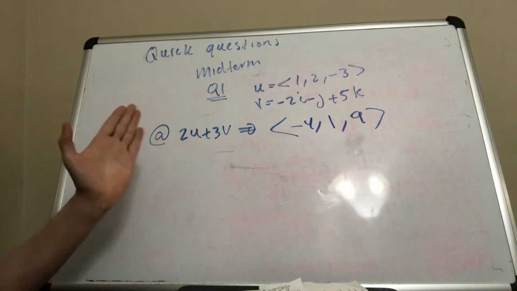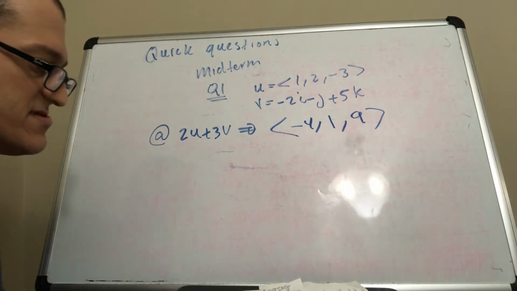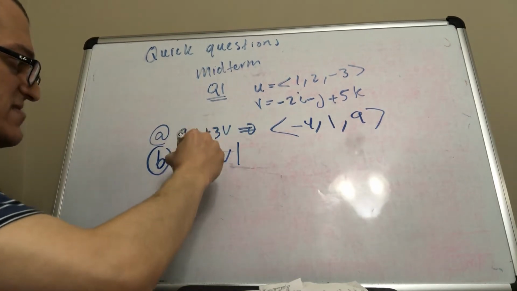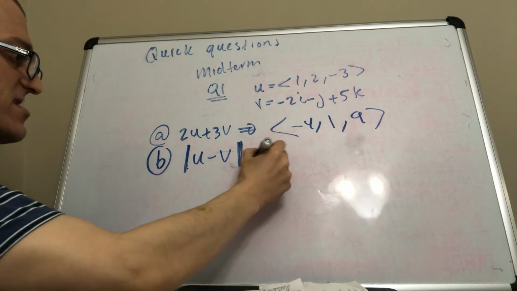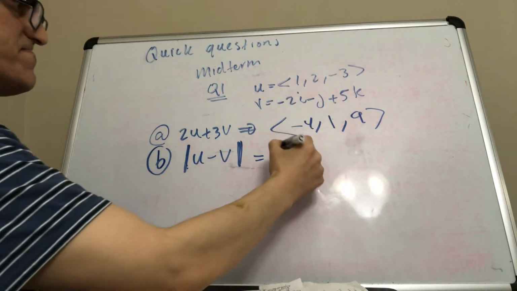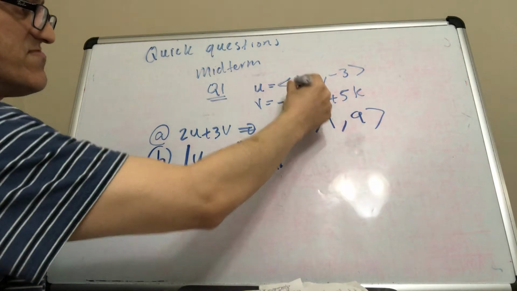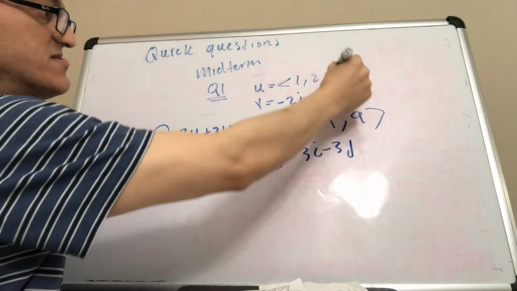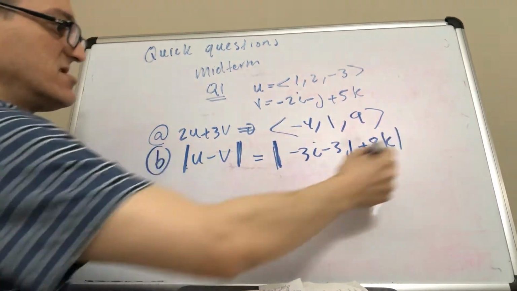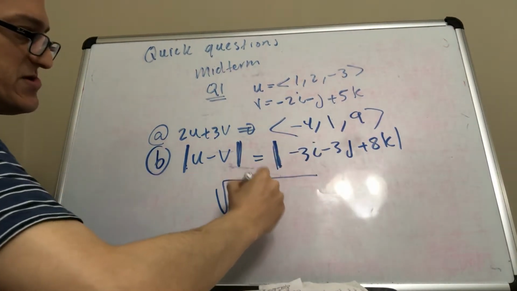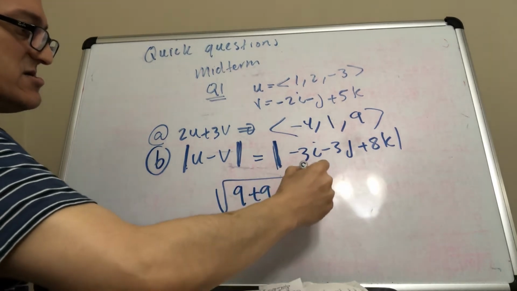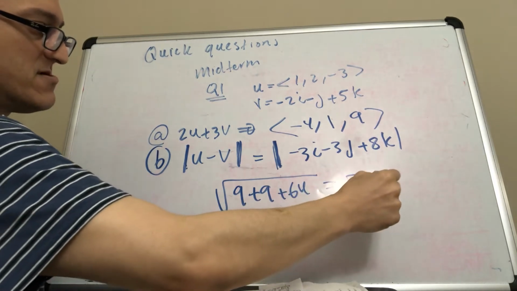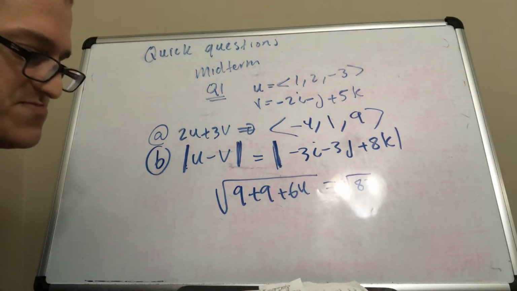So, straightforward. Then they tell you, find the magnitude of u minus v. So u minus v would basically be this minus this, negative 3i, this minus this, 3j, this minus this, 8k. And the magnitude, you square the first one, square the second one, square the third one, 82, a square root of 82.